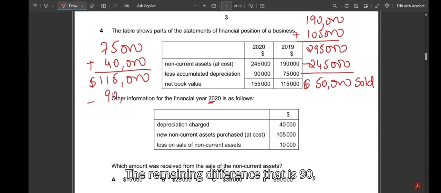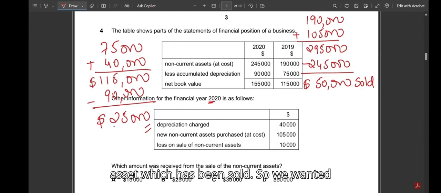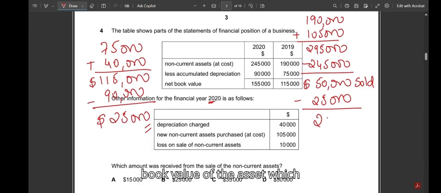So the remaining difference, that is 1 lakh 15,000 minus 90,000, will give you 25,000. So this was the provision of depreciation for the asset which has been sold. We wanted this 25,000, so we got it. So 50,000 was the cost value minus the accumulated depreciation, that is 25,000. So we get the net book value of the asset which has been sold as 25,000.